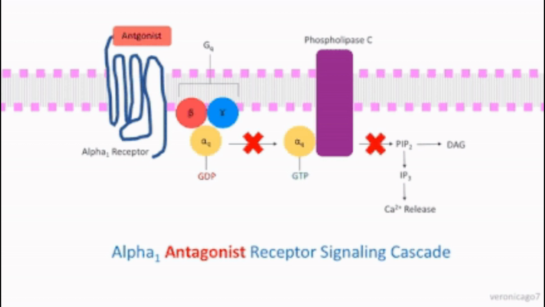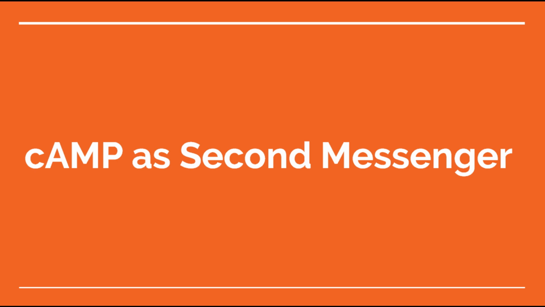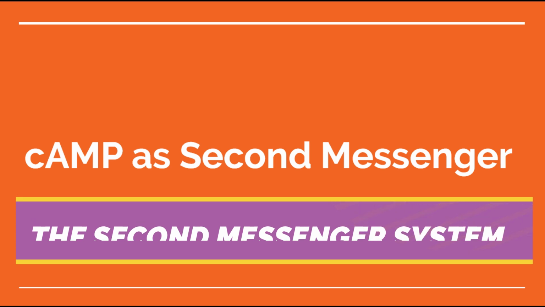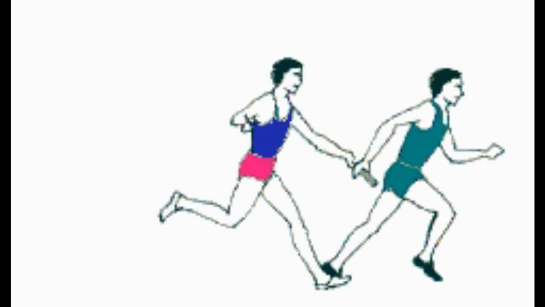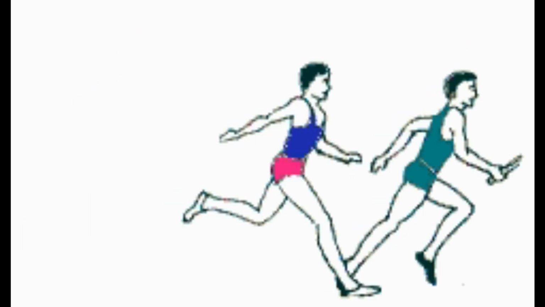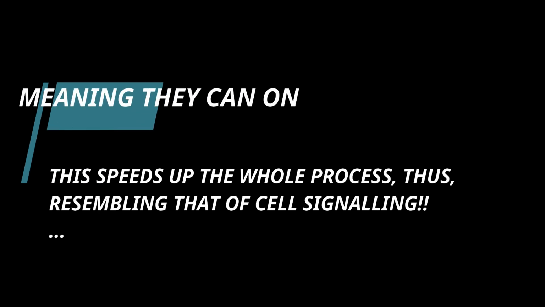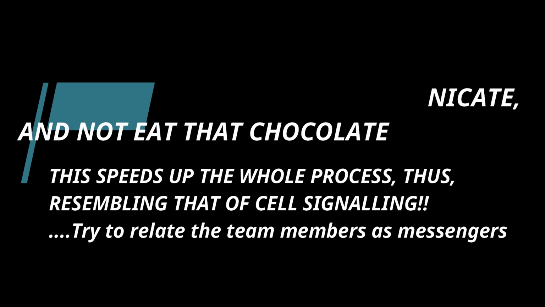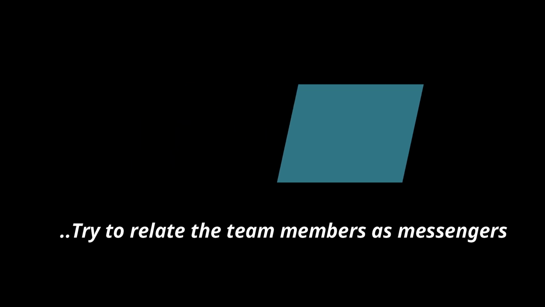Now, coming to a very interesting part, that is the cAMP as second messenger. In simple words, the second messenger system of cell signaling. Try imagining a relay race, and there you have a chocolate bar. You gotta pass it on to the last person, but the last person has to read the ingredients and pass it back. Imagine how painful that can be. It is kind of like that, and that is why the process takes place so fast, because they all want to eat that chocolate bar, but they cannot.